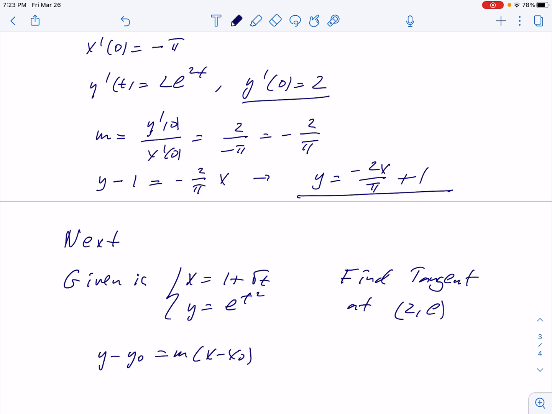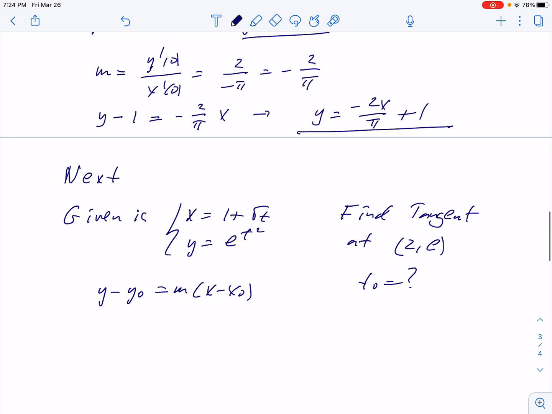So x0, y0 are given. To find the slope, we had to work with t, differentiate, and find the ratio, but we need to know t0. We need to evaluate the ratio at t0. So how do we find it? We need to inspect the curve: for what value of t will x be 2 and y will be e.